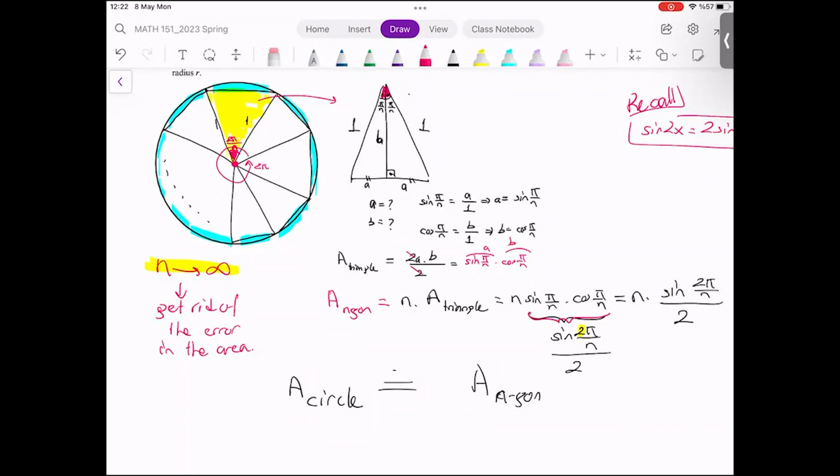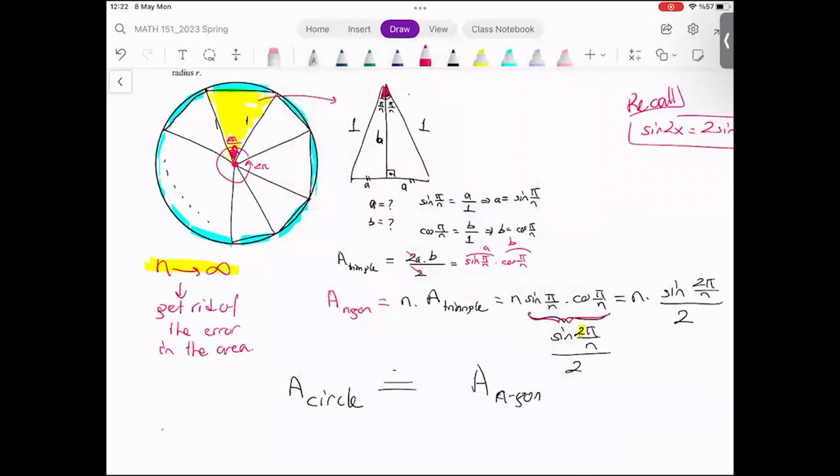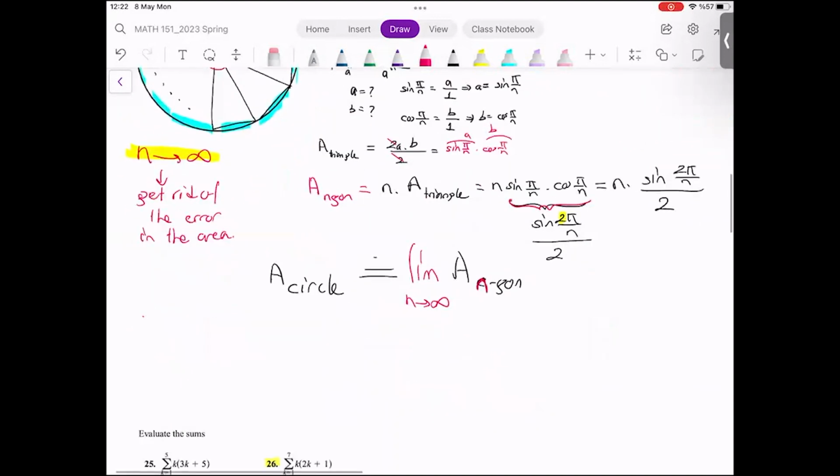If you send the number of triangles to infinity, then the area of the n-gon and the area of the circle would be the same. Okay, this is the only way. So the relation is like that. If you send the number of sides of the n-gon to infinity, then the resulting area should be the same as the area of the circle. That's our expectation. Let's see if they are the same.